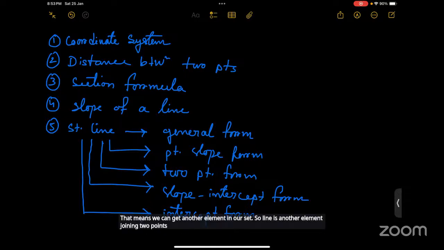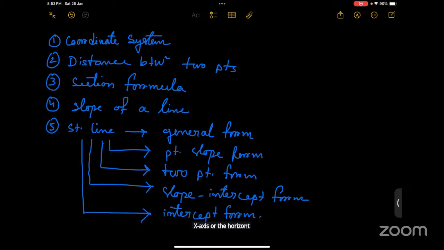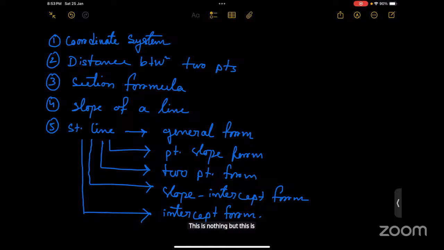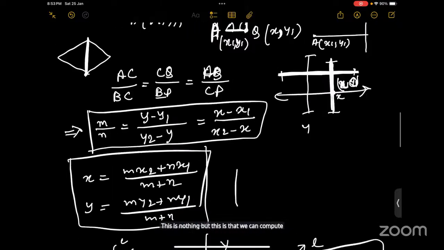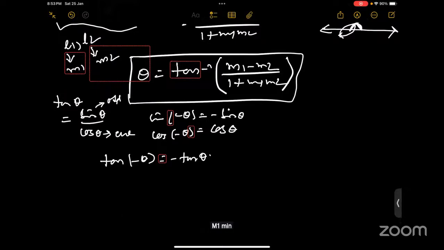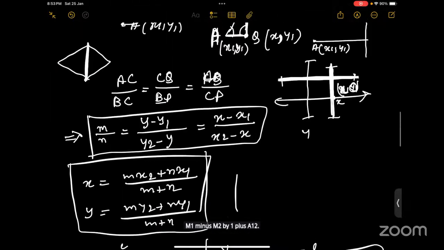Then once we have a line, we learned a new concept called the slope of the line. The slope of the line is nothing but the angle with the x-axis or any horizontal line. Then we learned that if we have two different lines, how can we calculate the angle between these two lines? We can compute this using this formula, using their slopes, m1 minus m2 by 1 plus m1 m2. These are the things we learned.